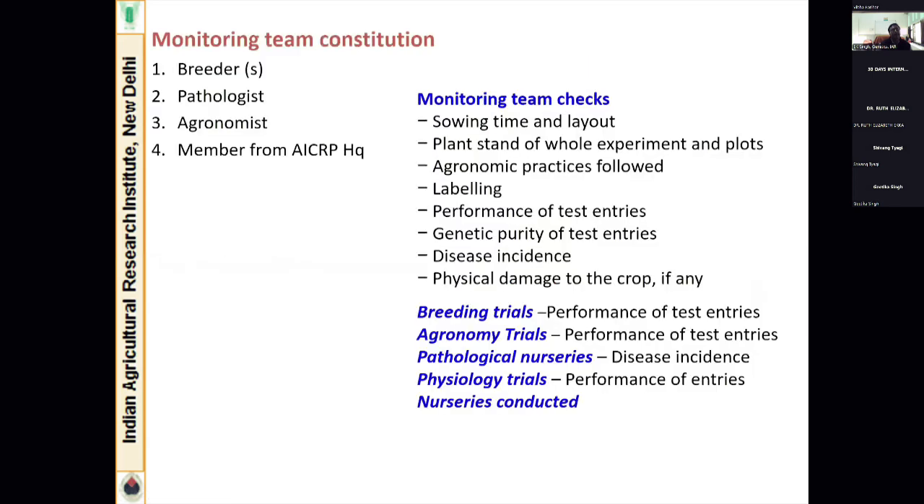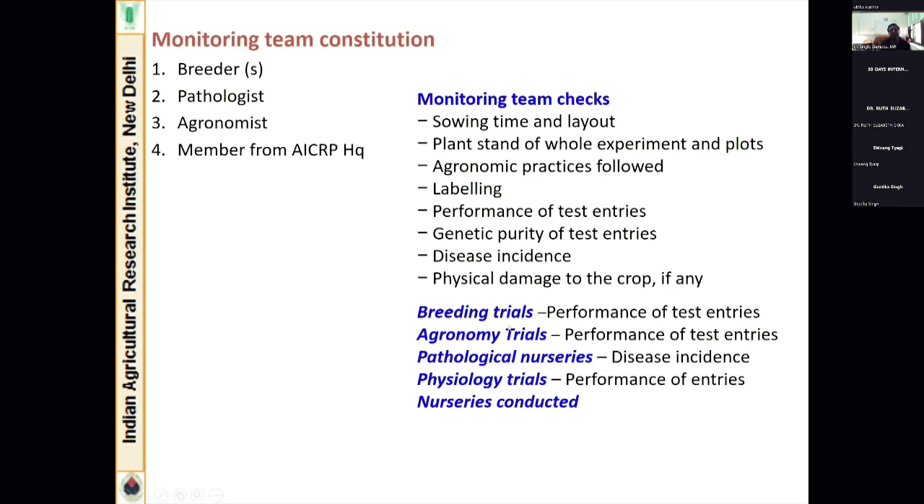Then monitoring is there. The monitoring team is constituted by involving breeders, pathologists, and agronomists of the centers, and one member from the headquarters there. The monitoring team checks the sowing time and layout. What is the sowing time? What is the plant stand? Are agronomic practices followed or not? Leveling, performance of testing, disease incidence, or physical damage to the crops due to sometimes rats or mealybugs and the like. So these are the different points which the monitoring team checks.